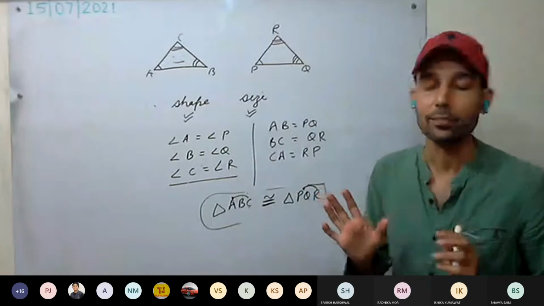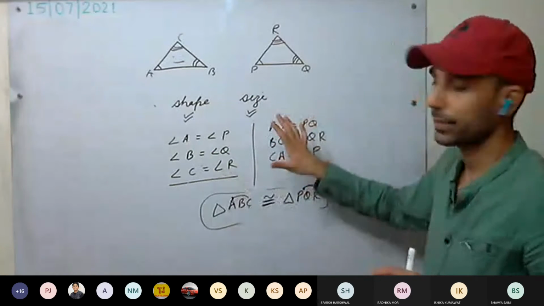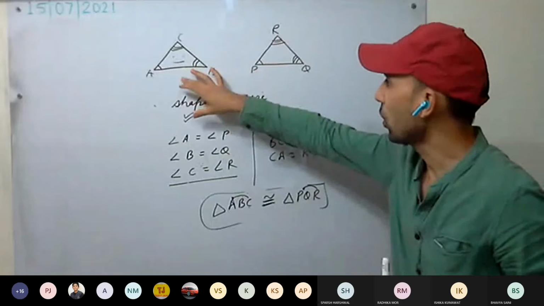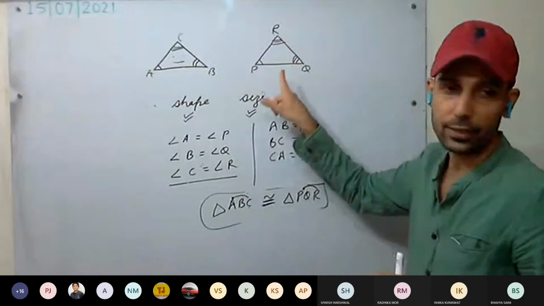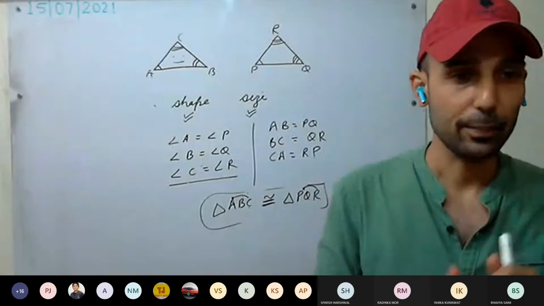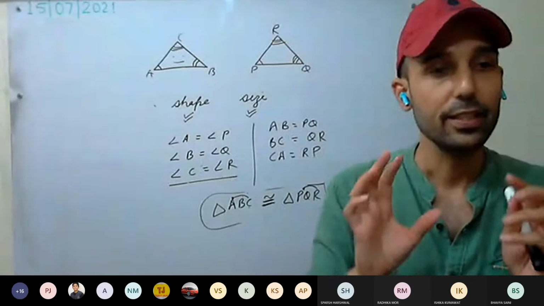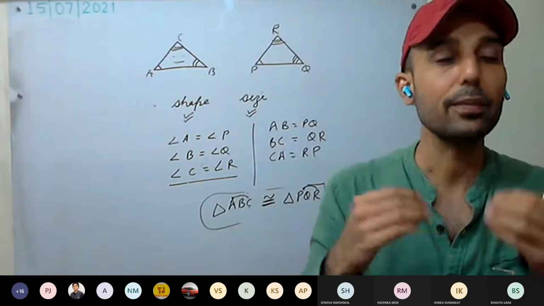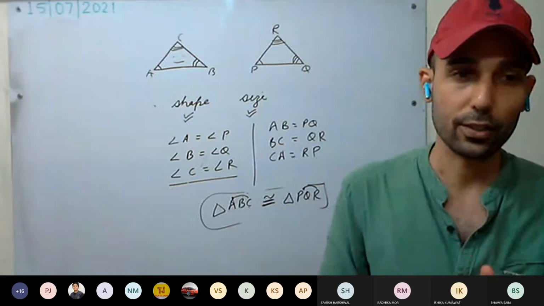But we do not have to prove all these things. Like we do not have to prove that all three corresponding angles are equal and all three corresponding sides are equal. There is a minimum requirement. That is, we will prove only the minimum required. What is the minimum required to prove two triangles are congruent?